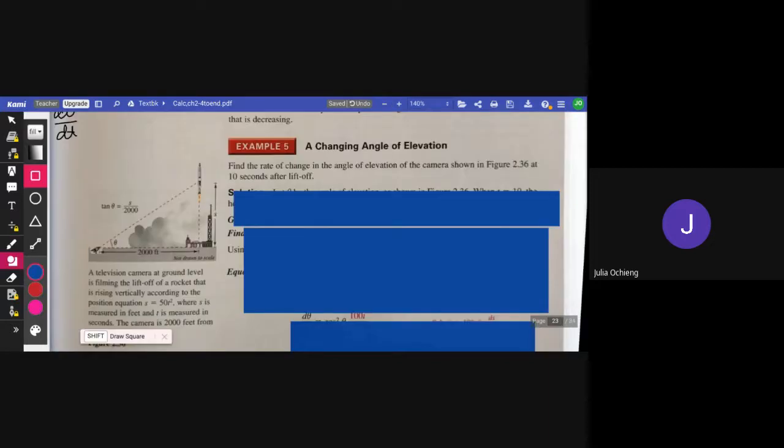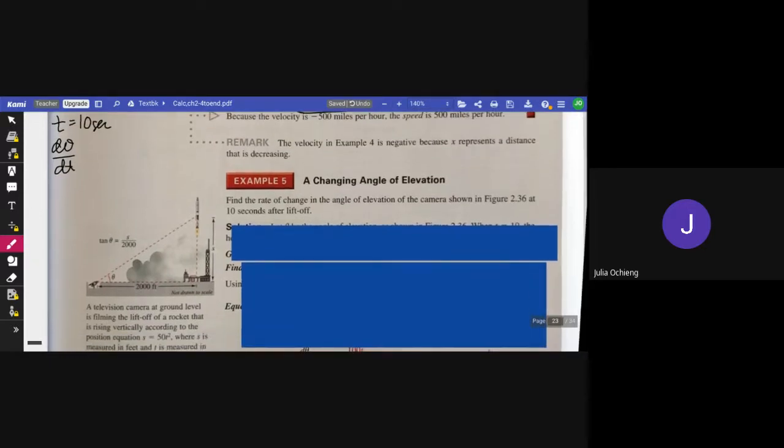We're going to need to look at the picture and all the information. Let's see if we can use black here. So the other information they give you is, well, they were kind of generous with that. They shouldn't have had to tell you that. But this picture was very nice. So the camera is 200 feet away from the rocket, and they're calling the height S.